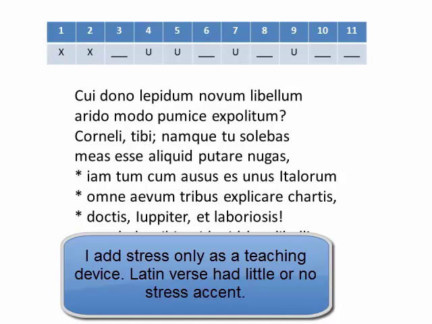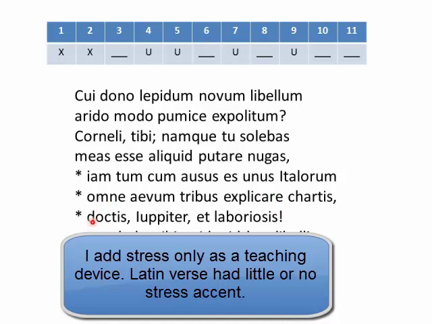Okay. Next, omnium trebus explicare chartis. Omnium trebus explicare chartis.